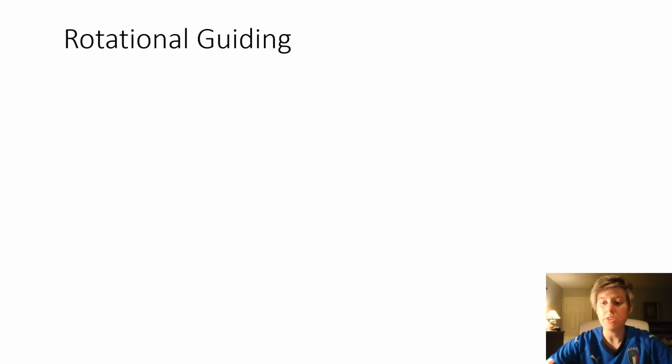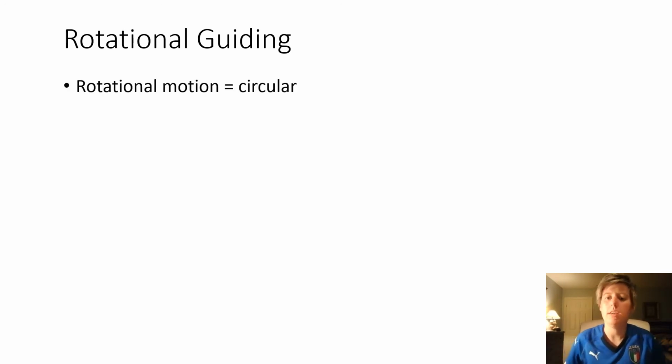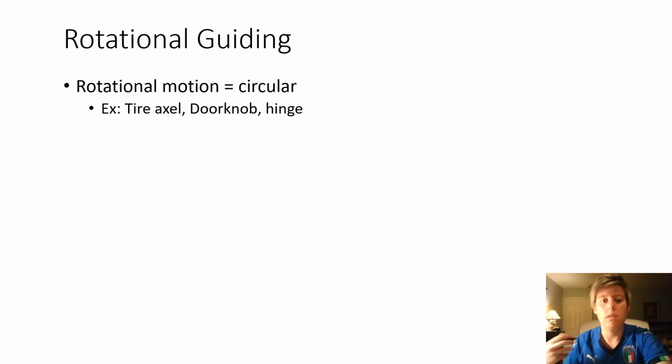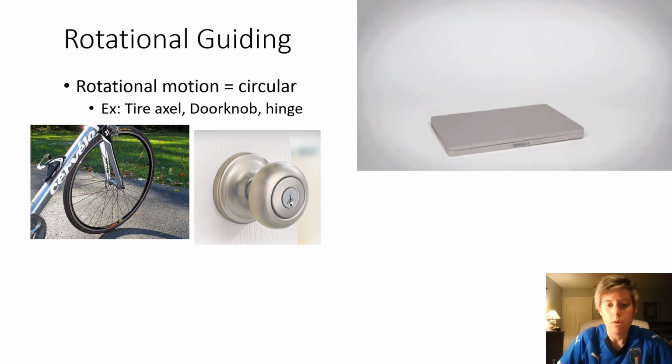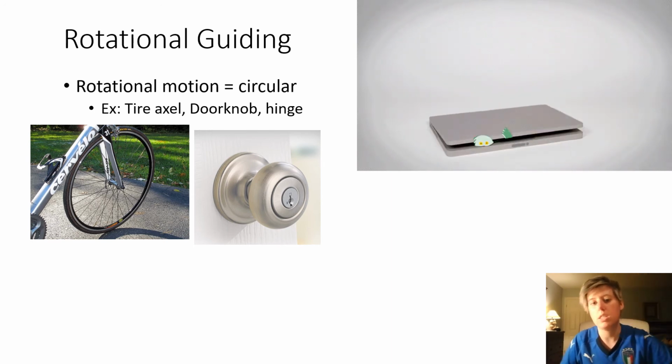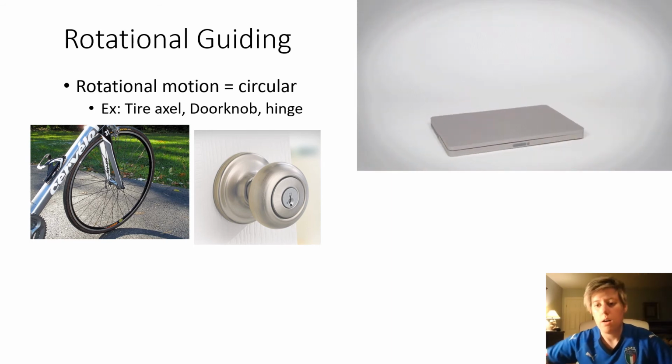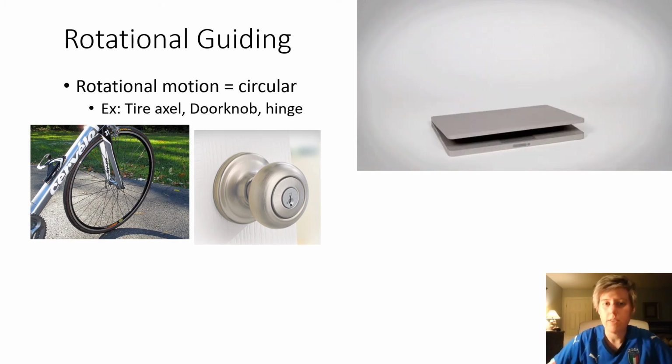Okay, so rotational guiding, just like I mentioned before, is any object that allows for the guiding of rotational motion. So rotational motion being circular. Now the key thing with our circular motion, it doesn't actually have to be a complete circle. As long as it's in that circular path, it's considered rotational motion. So examples that we could have are things like tire axle, doorknob, and a hinge. If we're looking at our tire axle, this would actually be rotating a complete 360 degrees. The doorknob would still have that rotation, and the same thing with the hinge.